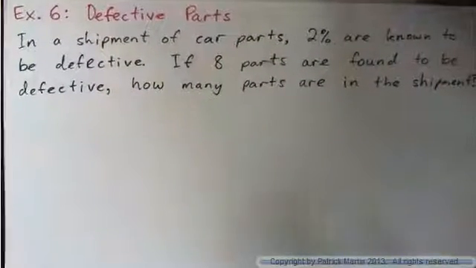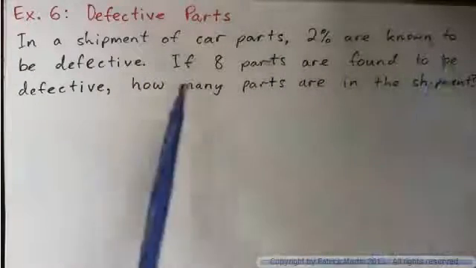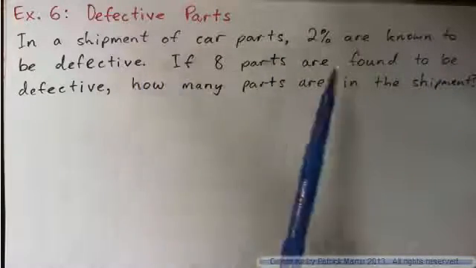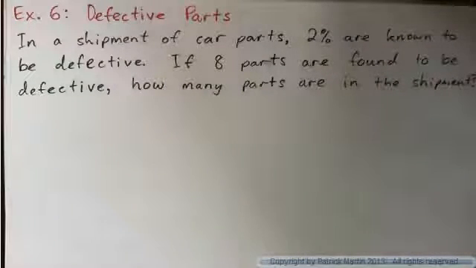Anyway. Okay, let's have a look at this example. Example 6, defective parts. In a shipment of car parts, 2% are known to be defective. If 8 parts are found to be defective, how many parts are in the shipment? Interesting.